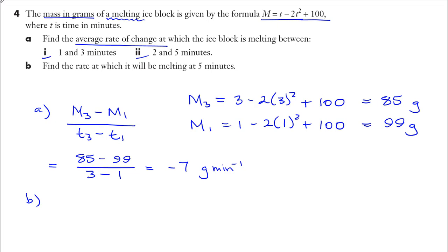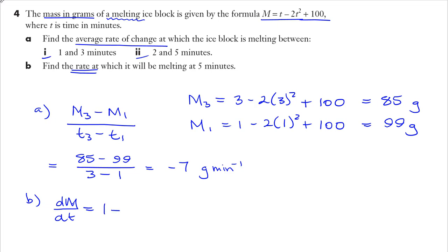Part B, find the rate of change of melting, and this is another way of saying the instantaneous rate of change. So we're going to use the first derivative, dm/dt. The t, the first term in the equation up here, will become 1.